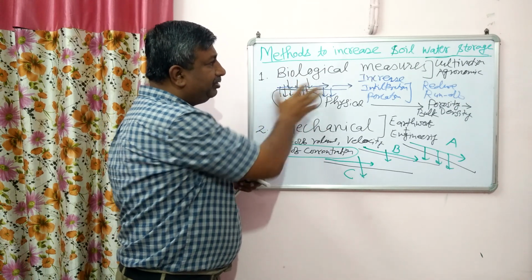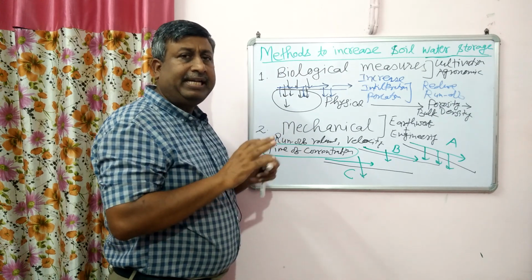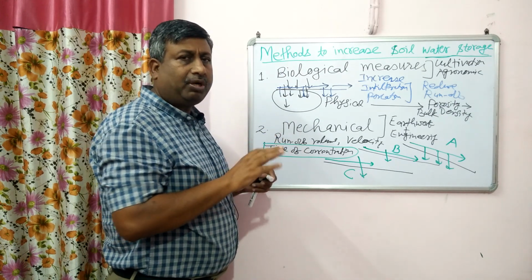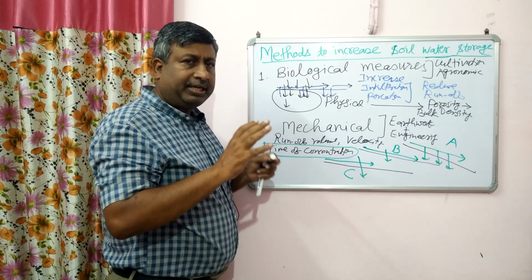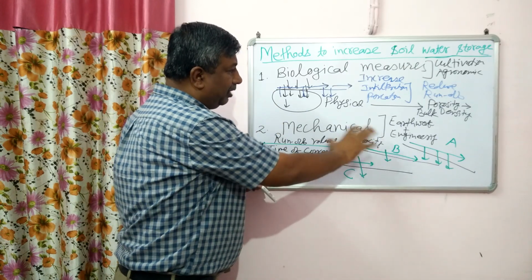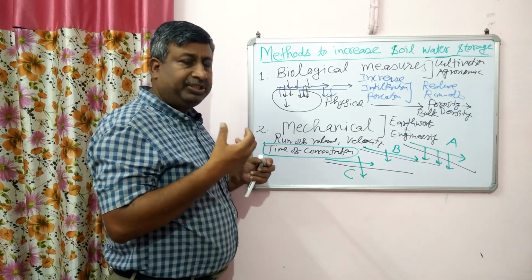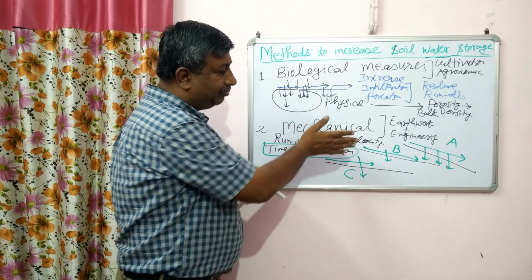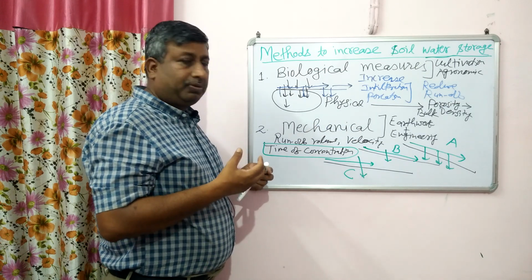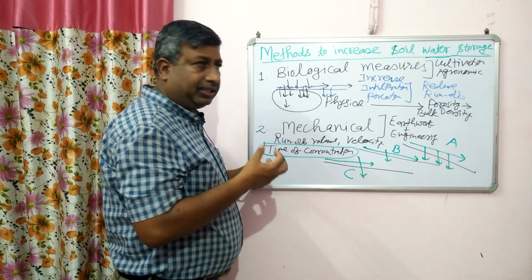So these measures, biological measures, do not involve any extra cost. No doubt some cost is involved, but no extra cost. But in case of mechanical measures, we have to make some earthwork, we have to do some engineering work, we have to reduce the length of slope, we have to modify the slope. So cost is involved, funds are required.